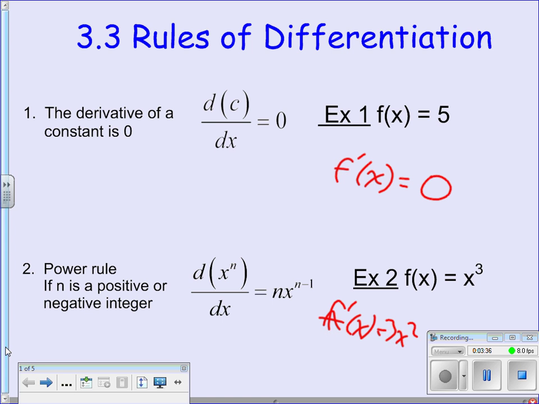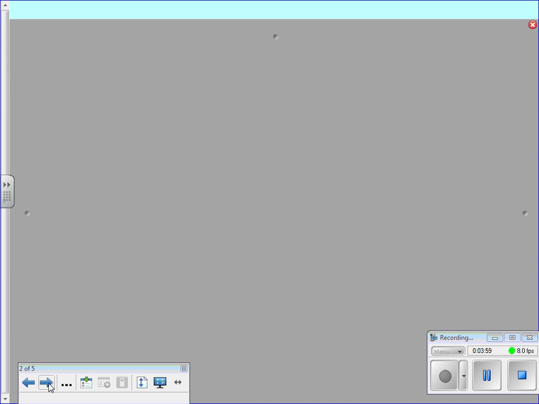If it's a fractional exponent, this is how you take the derivative of a square root. The derivative of the square root of x: rewrite the square root of x as x to the 1/2 power, and then apply this rule. You cannot do it as a square root. You must make it a fractional exponent. Once you make a fractional exponent, this rule applies.